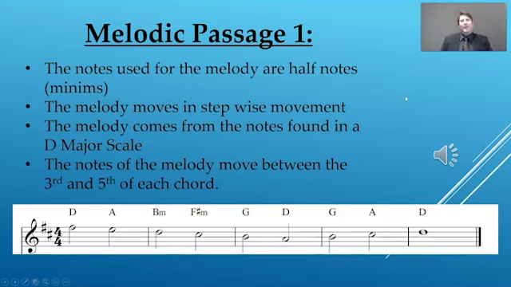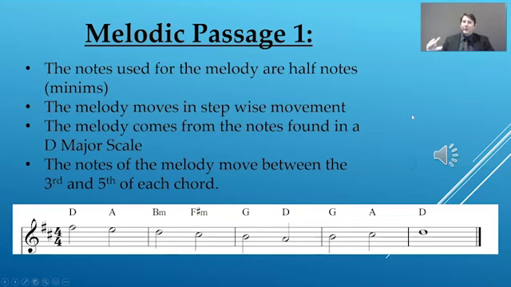So as we look at one of these melodies from Pachelbel's Canon, we can see that this melodic passage uses half notes, or minims, for its melody. It moves in stepwise movement, always moving down or up by a step. All of these notes can be found in the D major scale, and a majority of them move from the 3rd to the 5th of the chord. So as we take a little listen to it, we can see that.